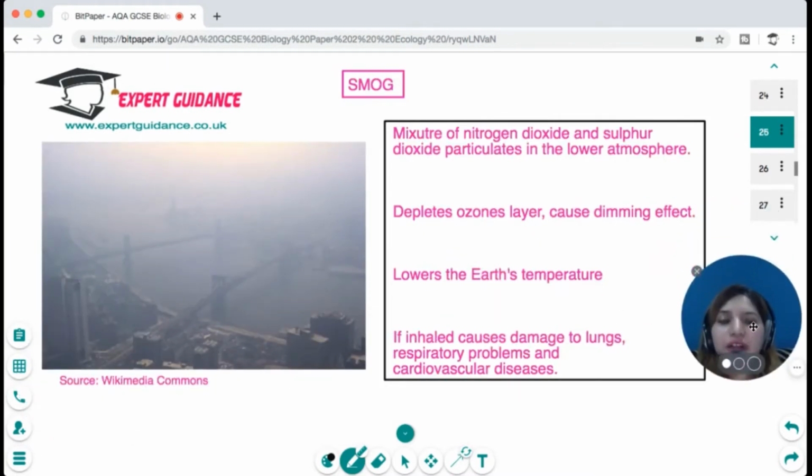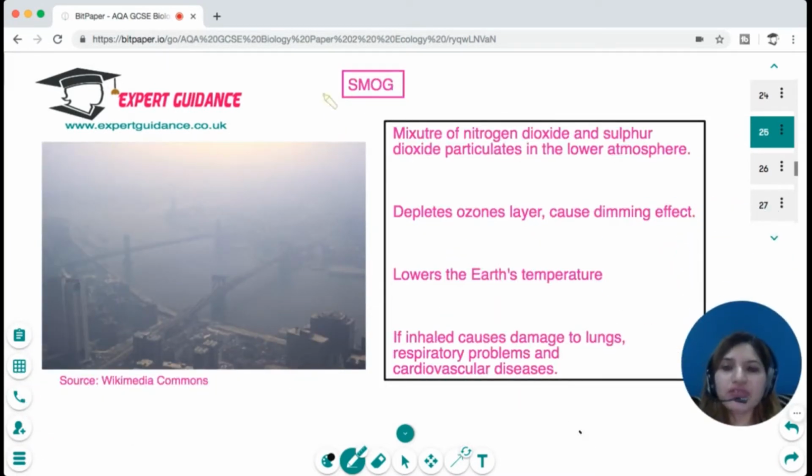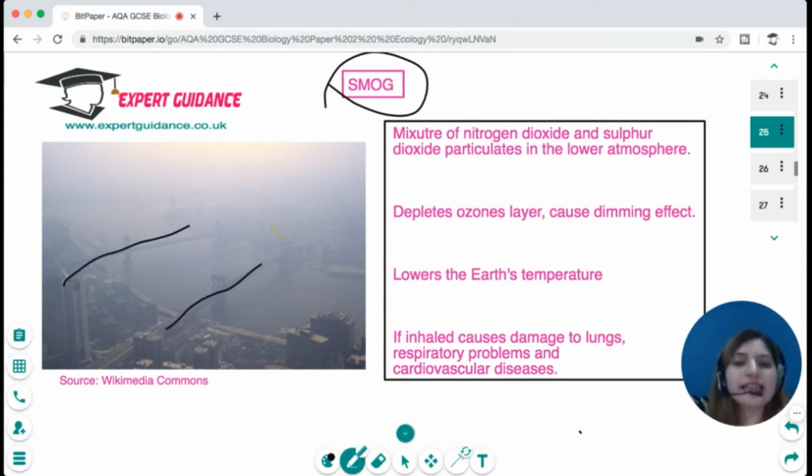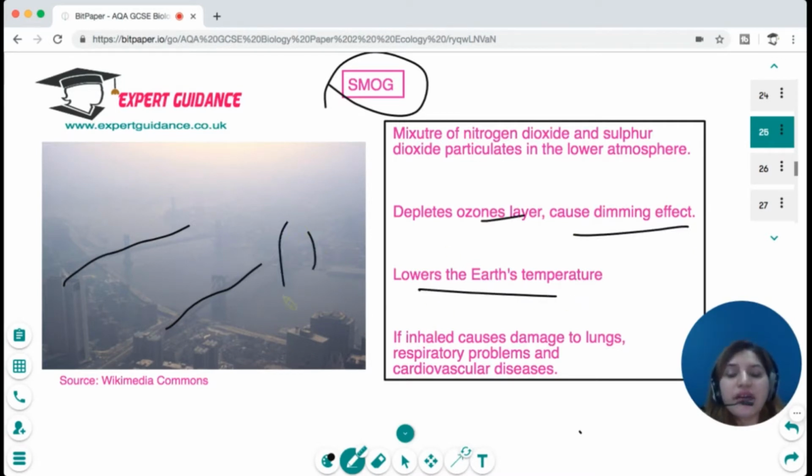Now, another contributor of air pollution is smog. At times you see a dimming effect in the atmosphere. This is because of the nitrogen dioxide and the sulfur dioxide particulates in the lower atmosphere. They're depleting the ozone layer, causing a dimming effect, lowering the Earth's temperature. And if these are inhaled, they cause damage to lungs, respiratory problems, and cardiovascular diseases.